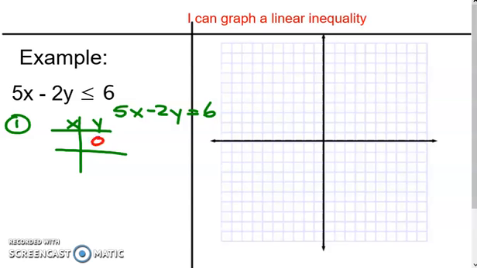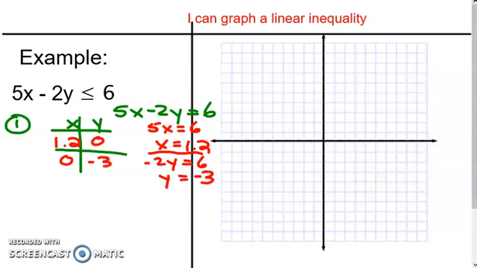So if I plug in 0 for y, that means this whole y term disappears. I end up with 5x equals 6. 6 divided by 5 is 1.2. If I want to plug in 0 for x, 5 times 0 just makes that term disappear. Divide both sides by -2, and we get -3. Okay? So my one point is (1.2, 0). I have another point at (0, -3).